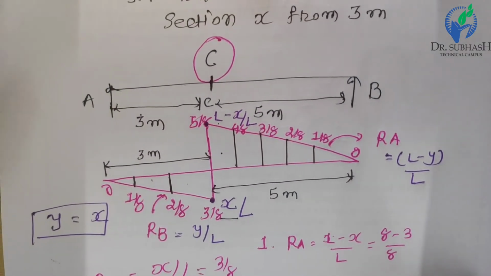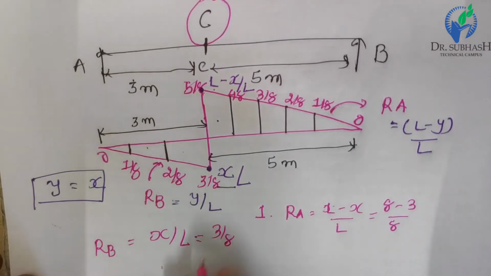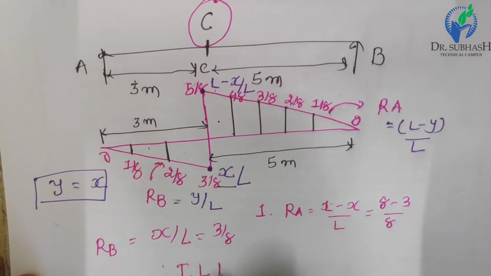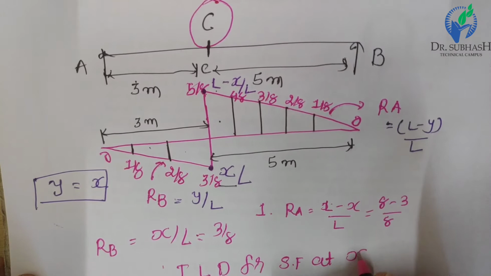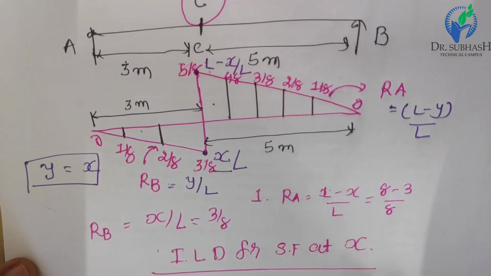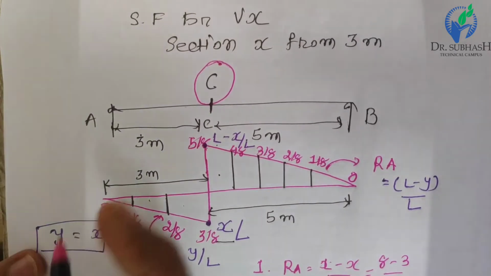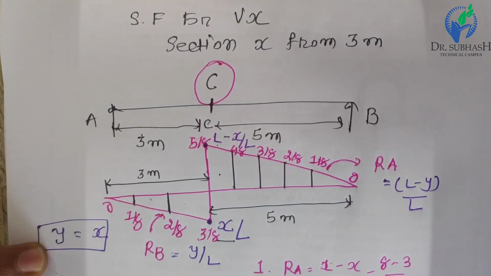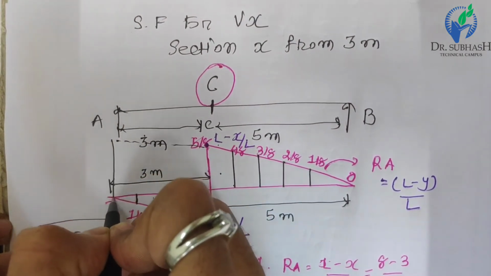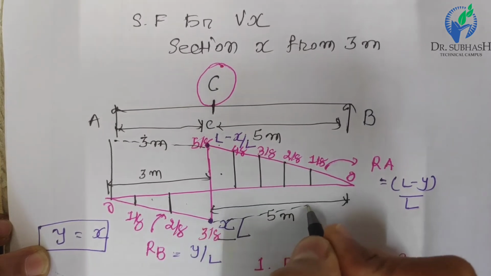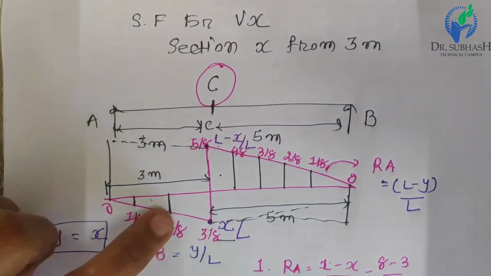Likewise, it's a very simple method to draw the influence line diagram for shear force at any section X. So these are very simple methods. Now again you have to cross check. This is nothing but the diagram of RA, and this is the diagram of RB. This is the combination of RA and RB.